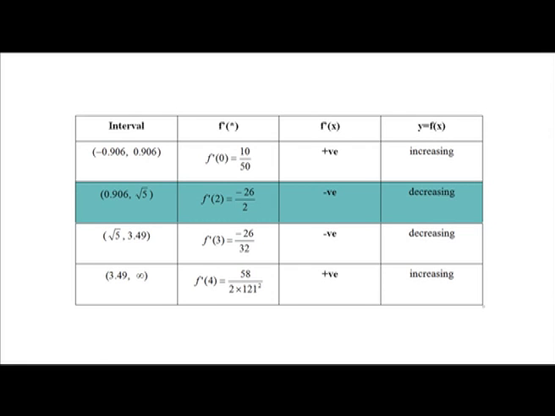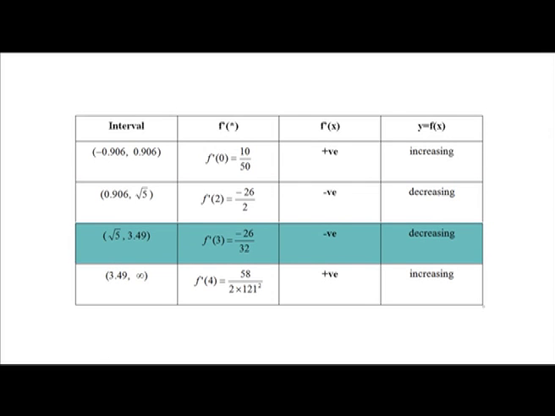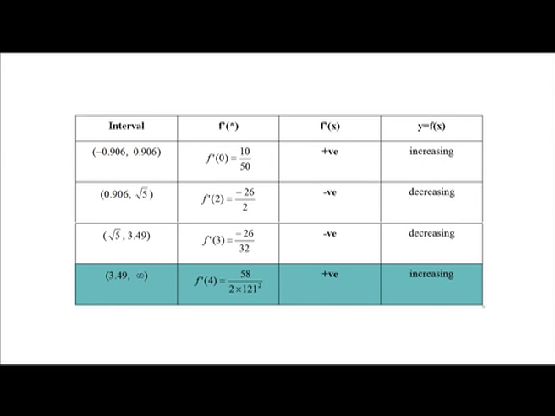In the interval 0.906 to root 5, f dash of 2 is minus 26 by 2, which is negative, and hence y is decreasing. In the interval root 5 to 3.49, f dash of 3 is minus 26 by 32, which is negative, and hence y is decreasing. And in the interval 3.49 to infinity, f dash of 4 is 58 by 2 into 121 square, which is positive, and hence y is increasing.